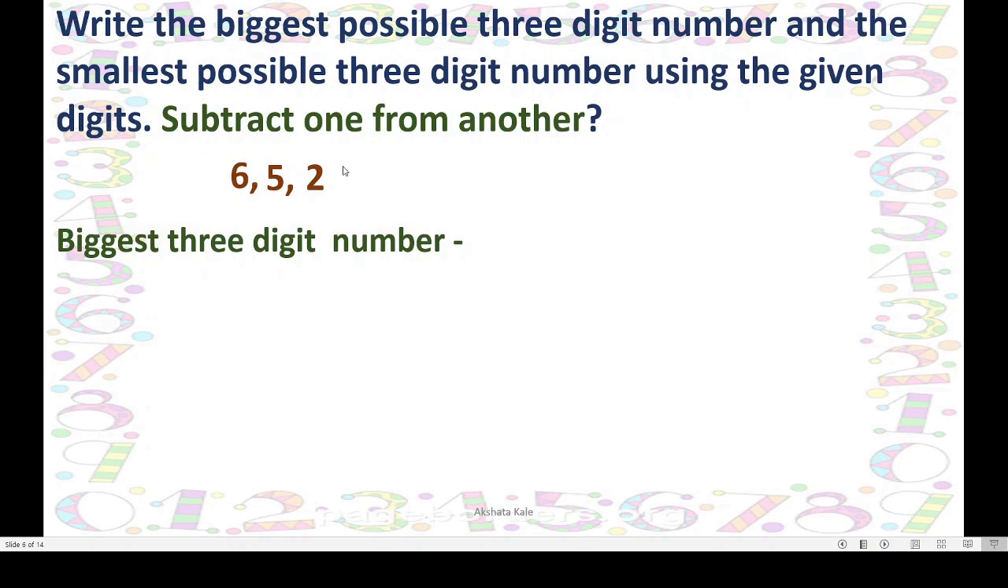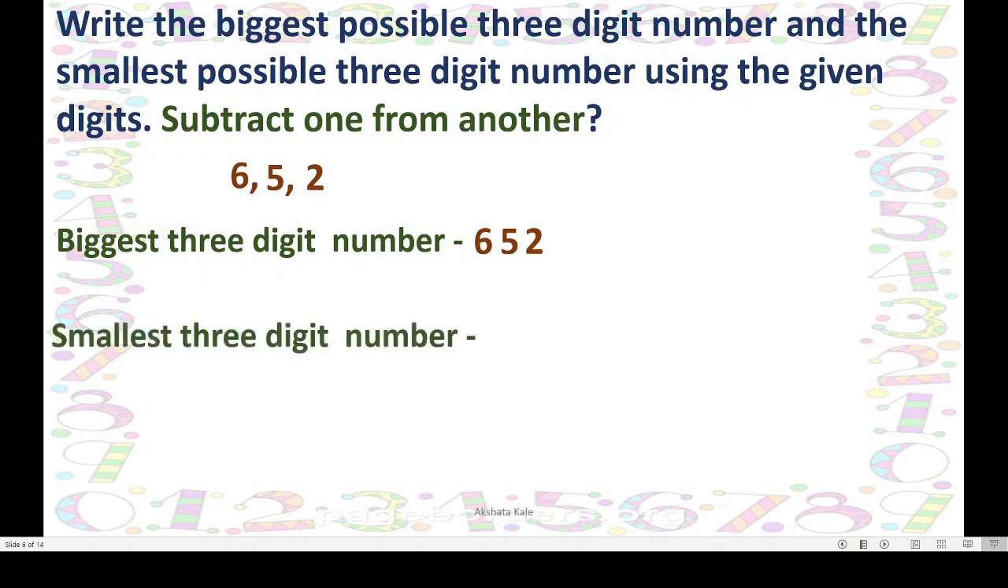Yes, here one technique is there. While writing the biggest 3-digit number from the given numbers, always we have to follow the decreasing order. Means we have to choose the first biggest number among these 3, that is 6. Right? Then smaller one, that is 5. Right? And then the smallest one, that is 2. Isn't it? Like this we can use the 3 digits in decreasing order so that we will get the biggest 3-digit number. Then we will write smallest 3-digit number.